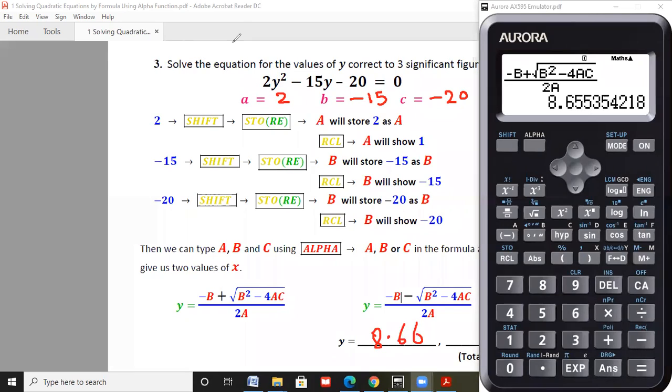I can work out the other answer just by clicking on the right arrow and replacing plus with minus sign and pressing equals, it will give me the other answer, which is negative 1.155. Again, looking at the fourth significant figure, which is 5 or bigger, I'm going to round this up to negative 1.16.